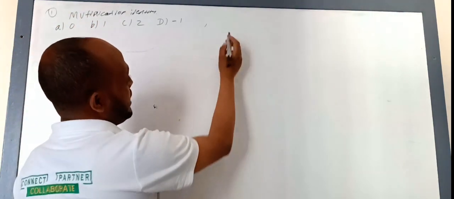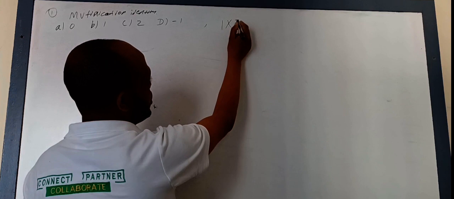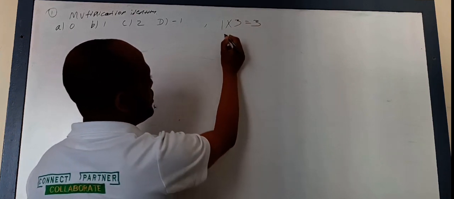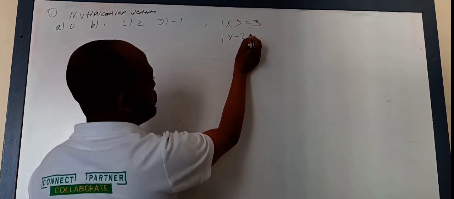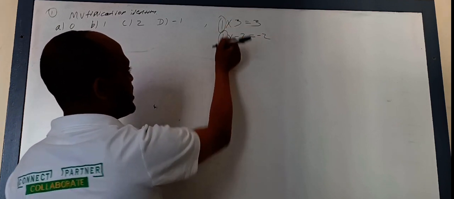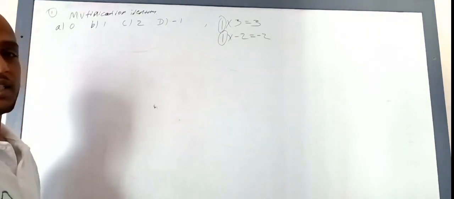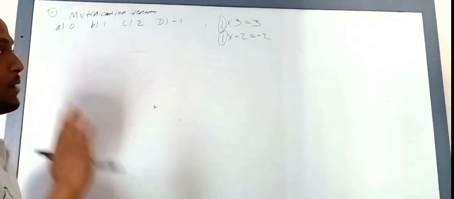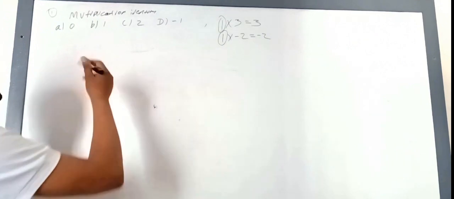So that's what identity means: 1 times 3 is equal to 3, and 1 times negative 2 is equal to negative 2. So 1 has no effect. That is why we consider 1 as the multiplicative identity.